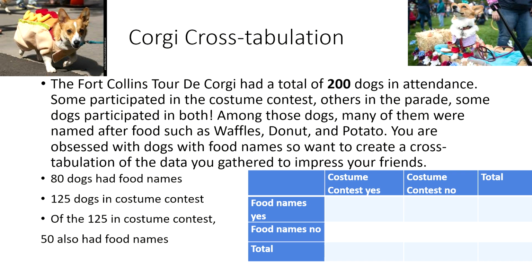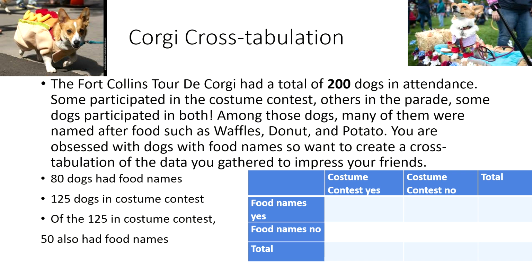All you have to do is go to that table to help direct you to which variables you want to focus on. And so in this case, we're looking at whether dogs were in the costume contest and had food names. So other things like participating in the parade or how cute they are is not going to pertain to this question. Or what their specific names are, that's not going to matter either.